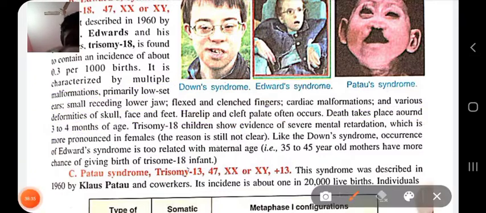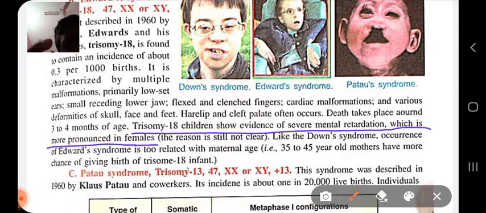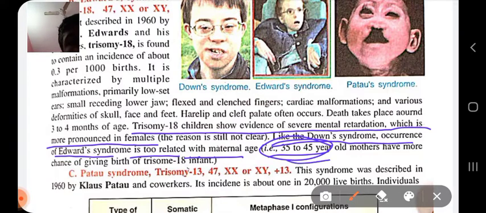Trisomy 18 children show evidence of severe mental retardation. They lose their intellectual ability, which is more pronounced in females. It has not been clear why females suffering from trisomy 18 have more severe mental retardation compared to males. Like Down syndrome, the occurrence of Edwards syndrome is also related to maternal age. If the maternal age is 35 to 45, for older mothers having a child, the possibility of having Edwards syndrome increases a little.